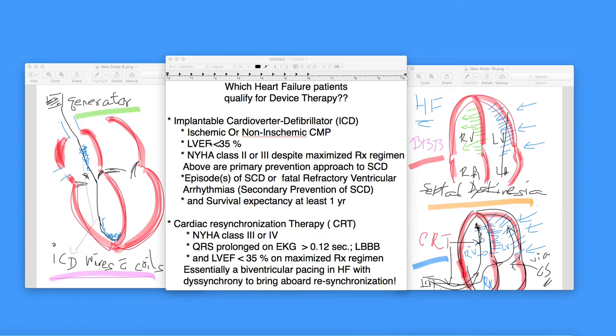Now go back and study more in the text and in your journals and supplement the information, of course. And so that was a quick nutshell on which heart failure patients qualify for device therapy in this video vignette.